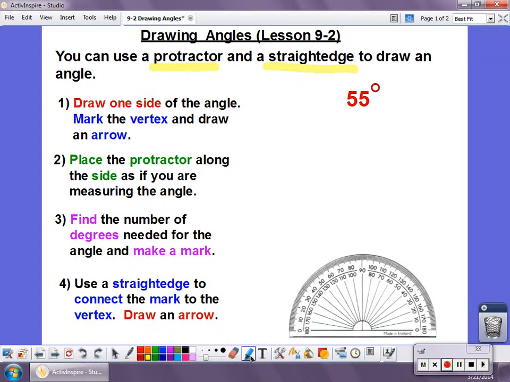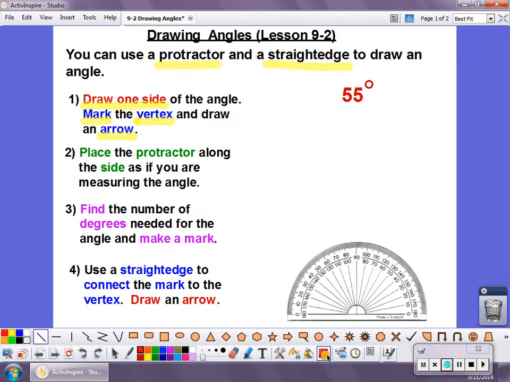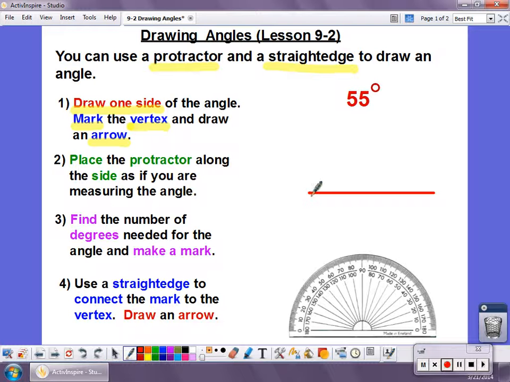Step one in drawing an angle is that you want to draw one side of the angle, one of the rays, and you're going to mark the vertex and also put an arrow on the end of it. So what we're essentially doing is we're drawing one side of our angle, one of the rays. So I'm going to draw a nice straight line here, and it tells me also that I need to draw the vertex. So I'm going to put an end on it, vertex, and I also need to have an arrow on the end of it here.